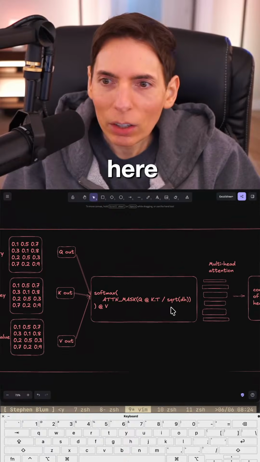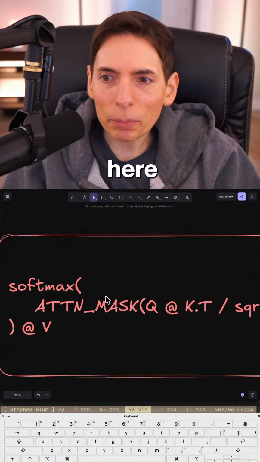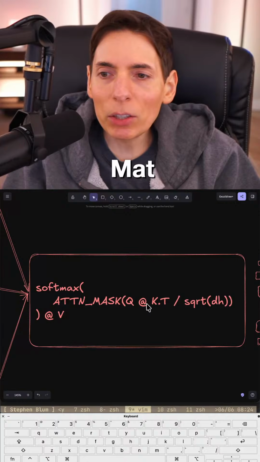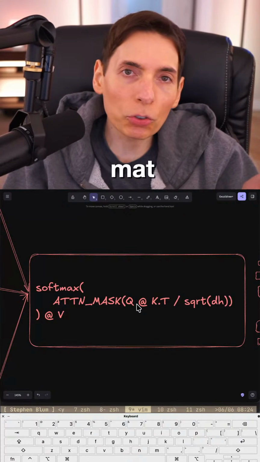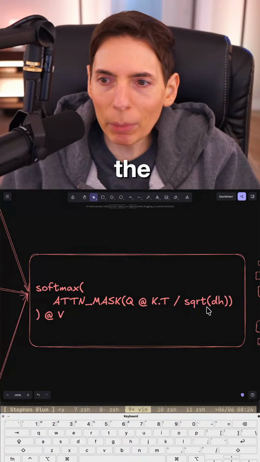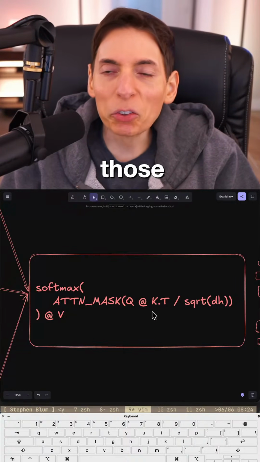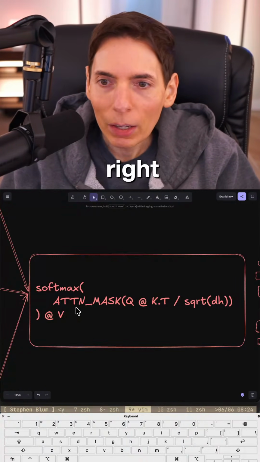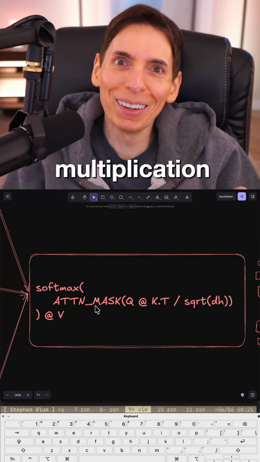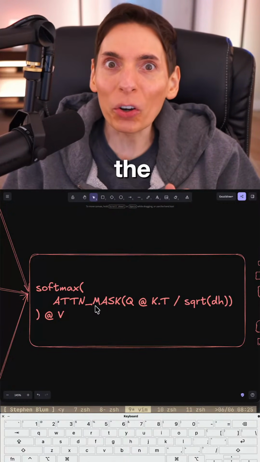As you can see here, the most math that we did was right here. And it's just more of the same. It's the matrix multiplication between 2 matrices. Oh, we've been doing that already. And then we do a square root of the dimensions and some division here. Those are basic elementary math, right? And an attention mask basically is another matrix multiplication with a bunch of zeros on the corners.